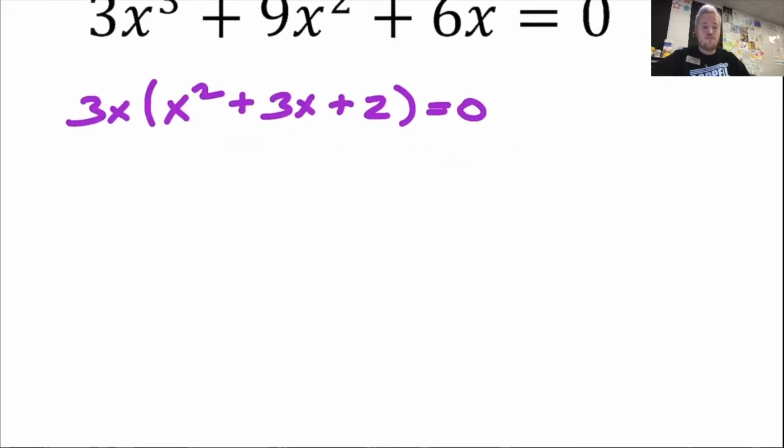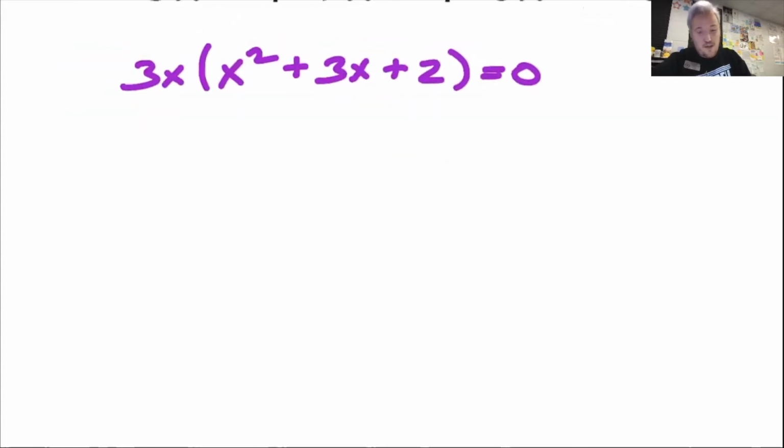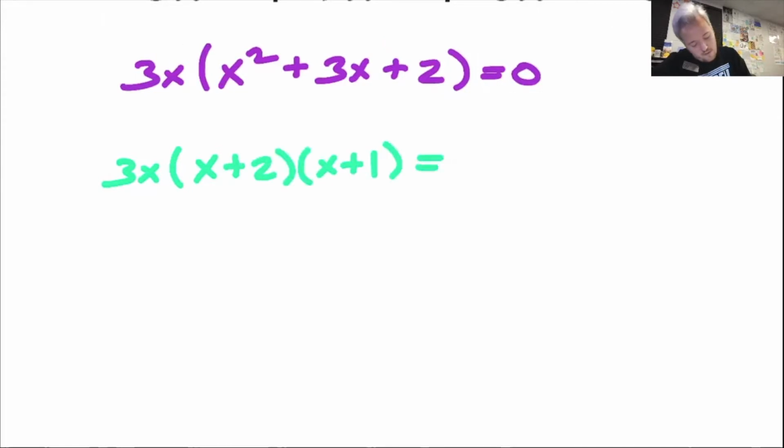All right, so same idea here. Now you want to factor just this inside trinomial right here. We're going to leave that 3x on the outside alone. All right, so I'm going to kind of skip a few steps. I'm going to skip the factoring part. So I'm going to do 3x, and when you factor it, you're going to get x plus 2 and x plus 1 equal to 0. So that's your factoring part.